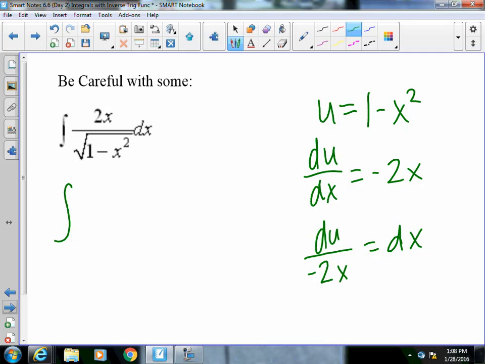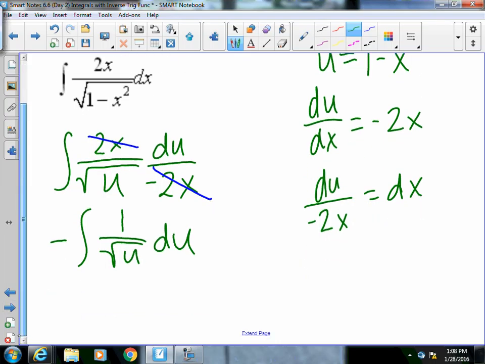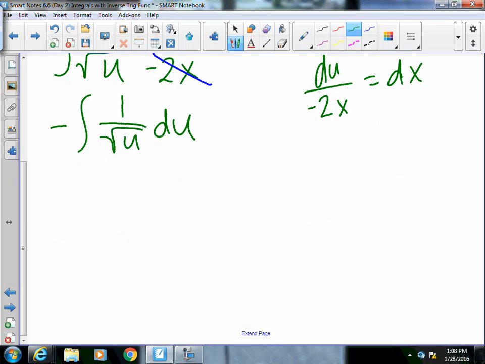And I can plug this in. We've got 2x. We make 1 minus x squared our u, so we're going to put a u. Du over negative 2x. And you'll see the 2x and the 2x will cancel. I can pull the negative out front. So I really have the negative integral of 1 over radical u du. Well, that's not any of our inverse trig functions. Well, let's rewrite it.